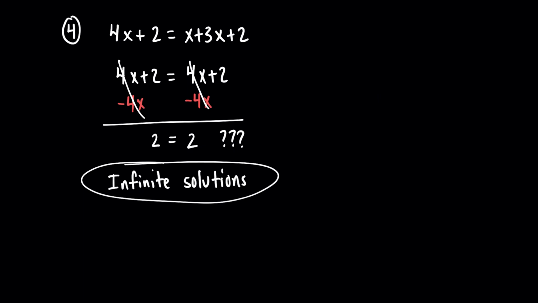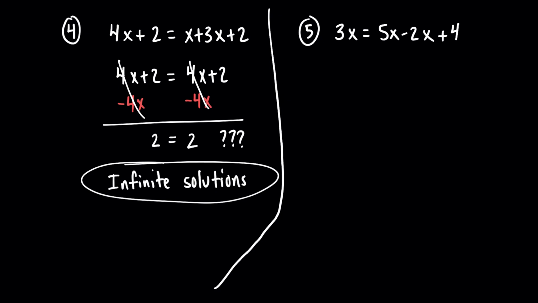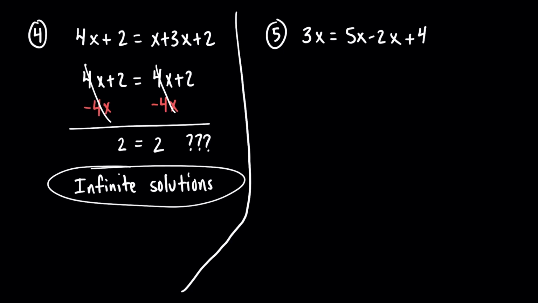Okay, so this seems obviously true all the time. What about something that seems weird and would never be true? So what if we do 3x is equal to 5x minus 2x plus 4? And we ask you to solve that. Okay, I'm going to move the screen over a little bit. So let's simplify this a little bit. 3x is equal to, okay, 5x minus 2x is actually 3x plus 4.